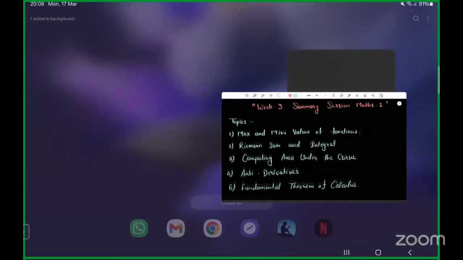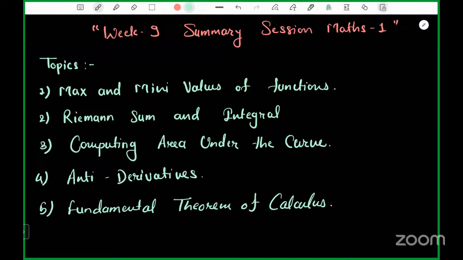Okay, so let's start. Today we will cover a summary from week 9. These are the topics I want to cover. First we'll start with the maximum and minimum value of a function. Suppose a function is given to us, how can we find the maximum and minimum value of that function? I'll explicitly define the meaning of maximum and minimum value for any function, and we have a rule to compute these values, known as the second derivative test. We use this second derivative test to find the maximum and minimum value of a function.